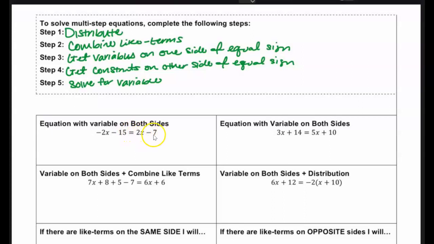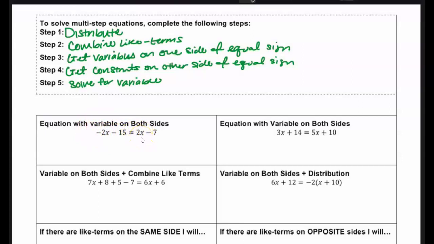Same thing with the 2x and the minus 7. One has a variable, one does not, so they cannot combine. So we also skip 2 and we move on to step 3. We're getting variables on one side of the equal sign. This time it does matter, because I see that I have an x on the left, and I have an x on the right.